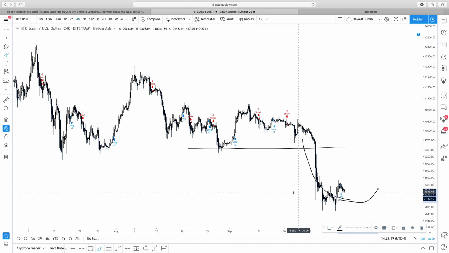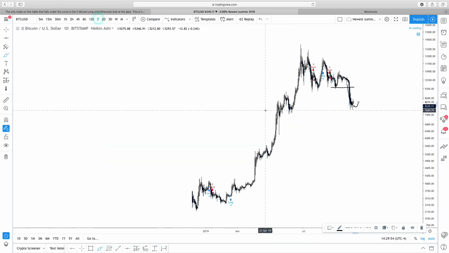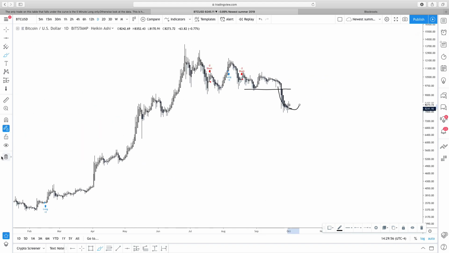Again, you want to trade in the direction of the trend, but you also have to be mindful of what the higher time frame trend is. And the higher time frame trend is the last trend, and that is still down. So hopefully this has been helpful, guys.